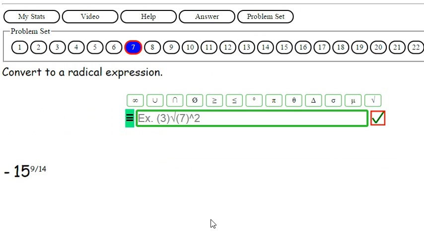So I think I'm going to write that down. Alright, got it. So we have a negative 15 raised to the 9 over 14, and we want to convert this into this form here, where that's like an a to the x, and then this would be, let's say, b here.